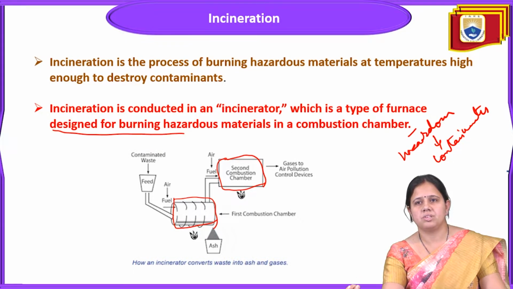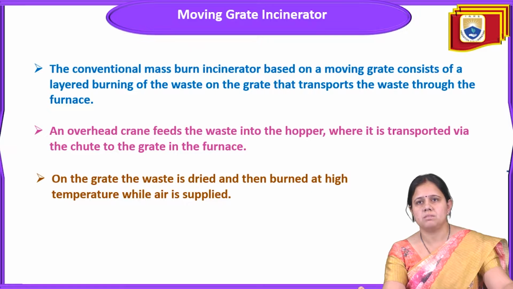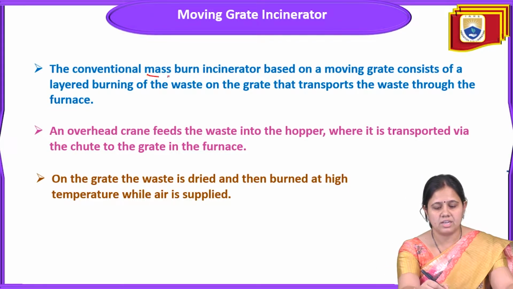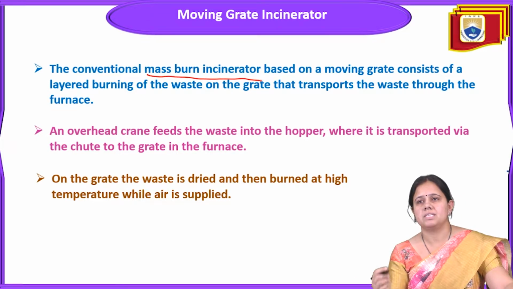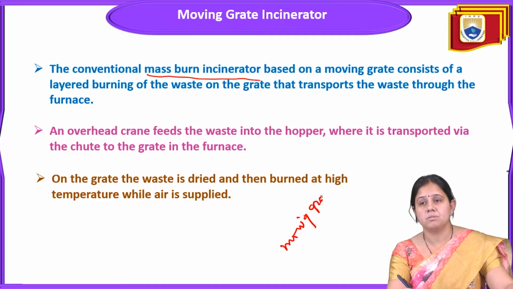Incinerators are of types such as the kiln type and the moving grate incinerator. Today we will discuss in detail the moving grate incinerator, because this type is mostly adopted. The conventional mass burning based incinerator is a moving grate incinerator. It consists of layered burning of waste on the grate that transports the waste through the furnace. That's why this incinerator is commonly used.